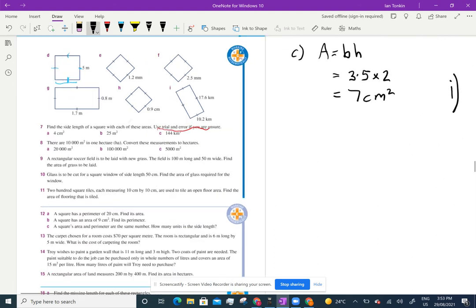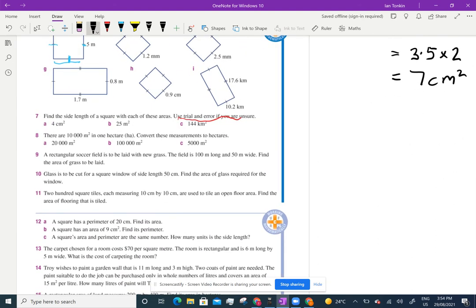So now, hectare. We use a hectare. 1 hectare equals 10,000 meters squared. So when you look at someone's property and they say they've got 5 hectares, then we've got 5 lots of 10,000, 50,000 square meters.